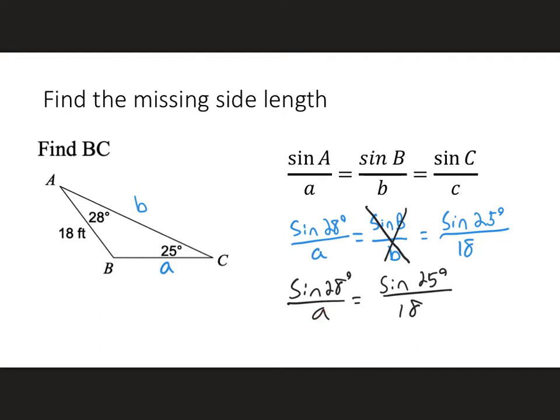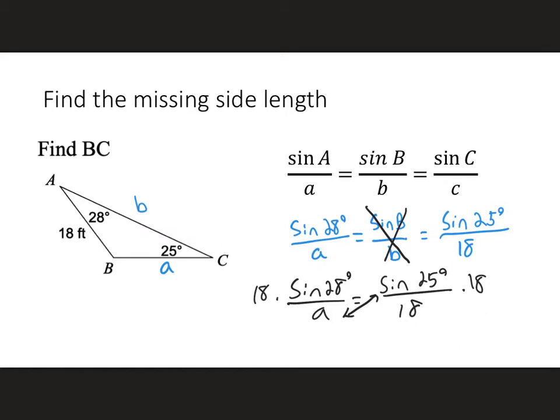We know what the sine of 28 is, or we can find it out. We know what the sine of 25 is, and we know that 18 is an integer, which is great. So we can solve this proportion using the cross product. I'll start off by swapping the location of A and the sine of 25, because I want my variable to be in the numerator. And while I'm at it, I'm also going to multiply 18 by both sides.